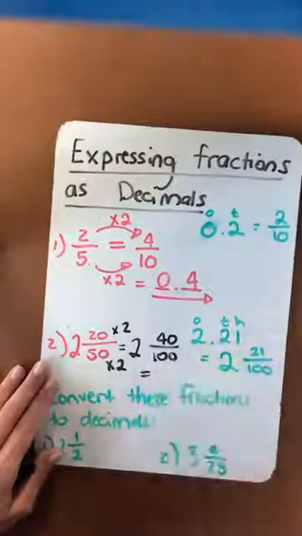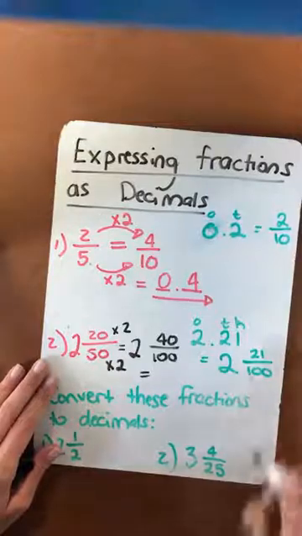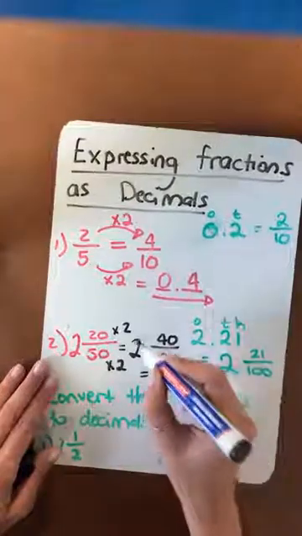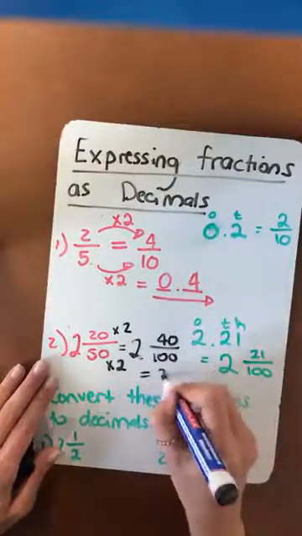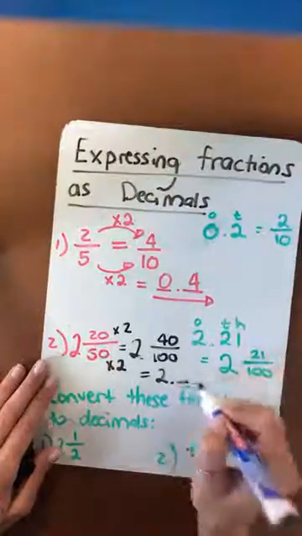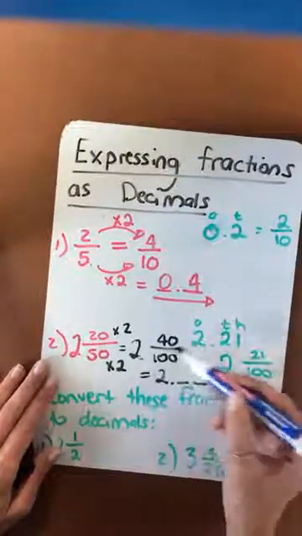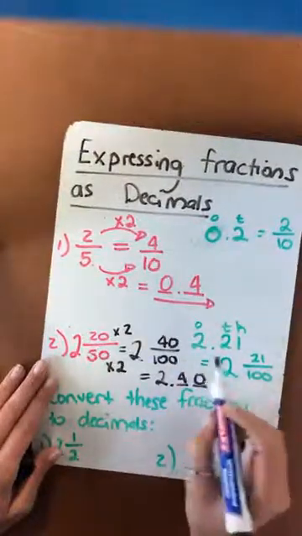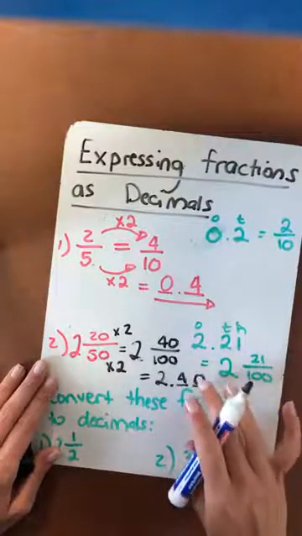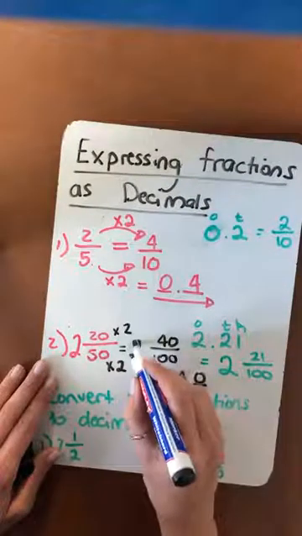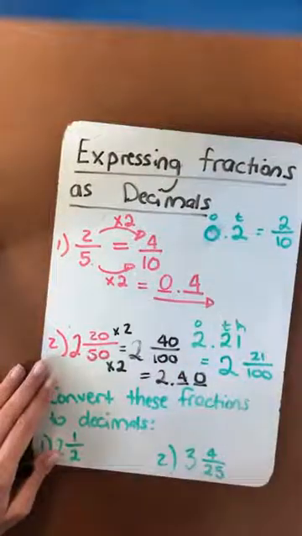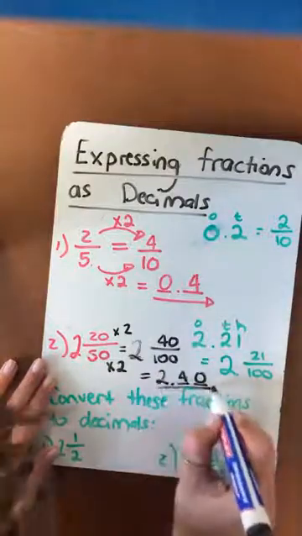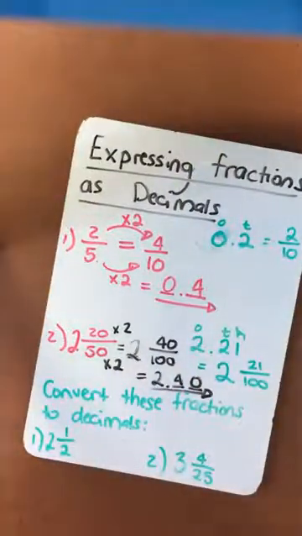Because my denominator is now 100, it's very easy for me to change this mixed number into a decimal. Now I have 2 decimal places because I have 100 in the denominator. So I put my 40 next to it. Or I could just say 2.4. The answer would be the same because 0 doesn't mean anything. And the 2 from the mixed number becomes my 2 in the ones place. So 2 and 20 over 50 is the same as 2.4 or 2.40.